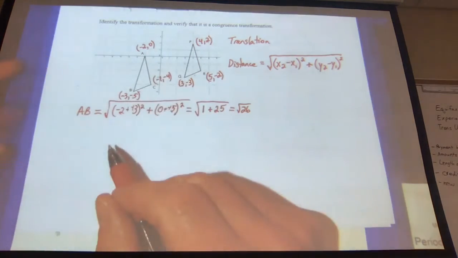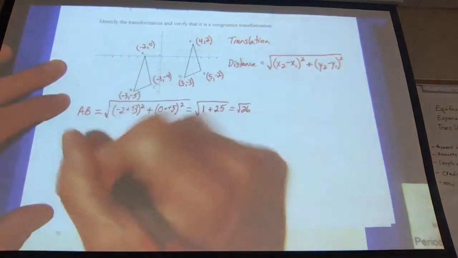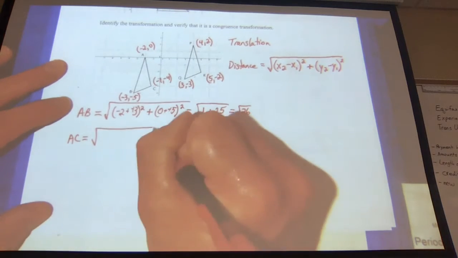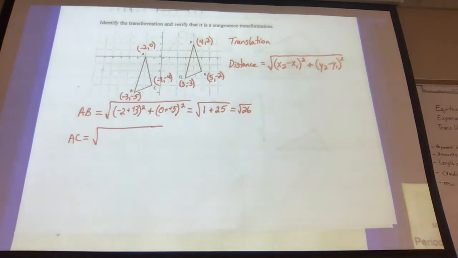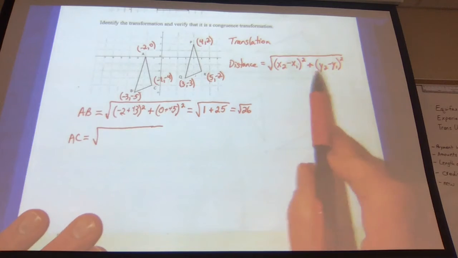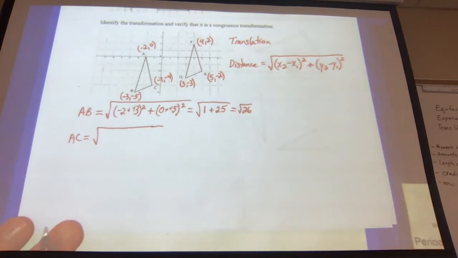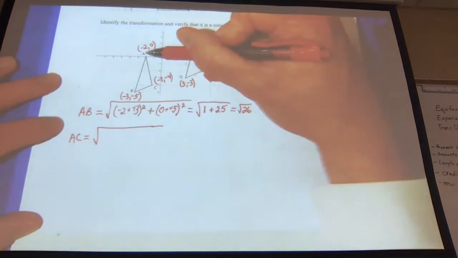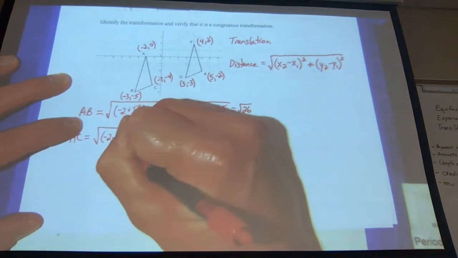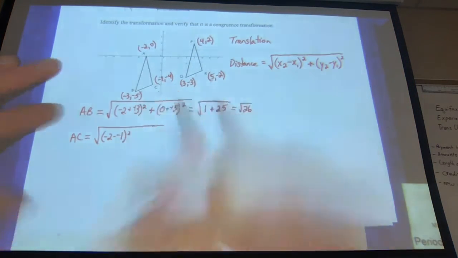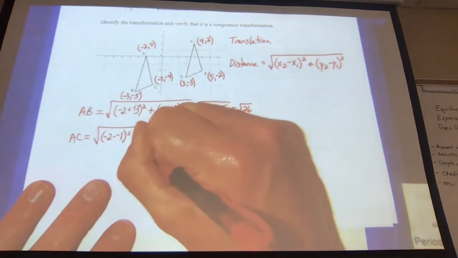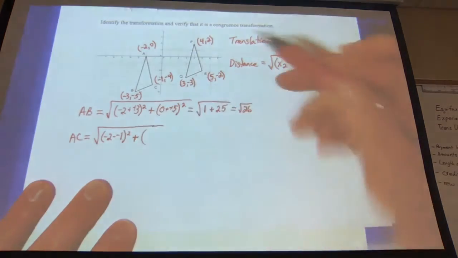Now let's just finish off that first triangle while we're at it. Let's do side AC next. Go through the exact same process. You're going to subtract the x coordinates first, square them. Subtract the y coordinates, square them. Add them up together under the square root symbol. For AC, we'll start with our x coordinates. We've got a -2 and a -1. That's going to be -2 minus -1 squared.